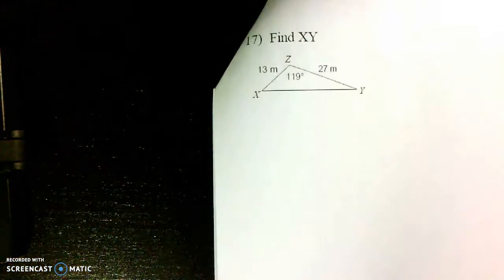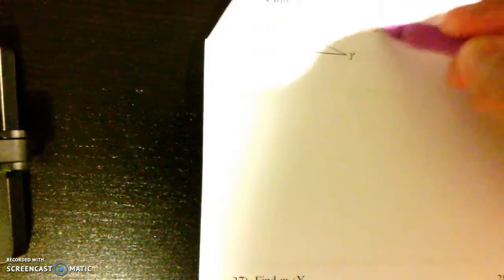Let me just set up one more law of cosine, just so you guys can remember how that looks. So again, law of cosine, like number 17. Oh goodness, sorry, I don't know why this camera's acting all weird. So this is law of cosine, number 17.